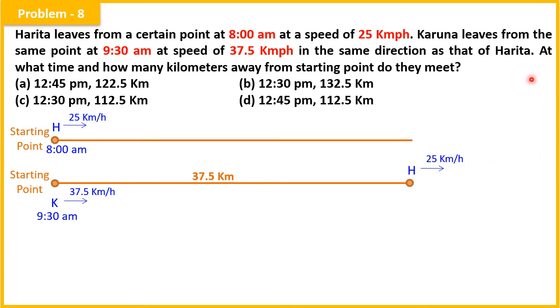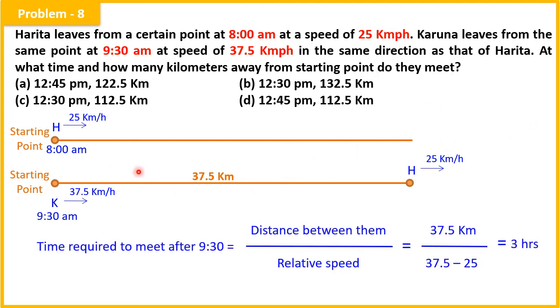Now the question is, at what time and how many kilometers away from the starting point do they meet? The time required to meet is equal to the distance between them, that is 37.5, divided by their relative speed. Relative speed will obviously be the difference of their speeds as they are traveling in the same direction. So 37.5 minus 25 is the relative speed. So that comes out to be 3 hours.